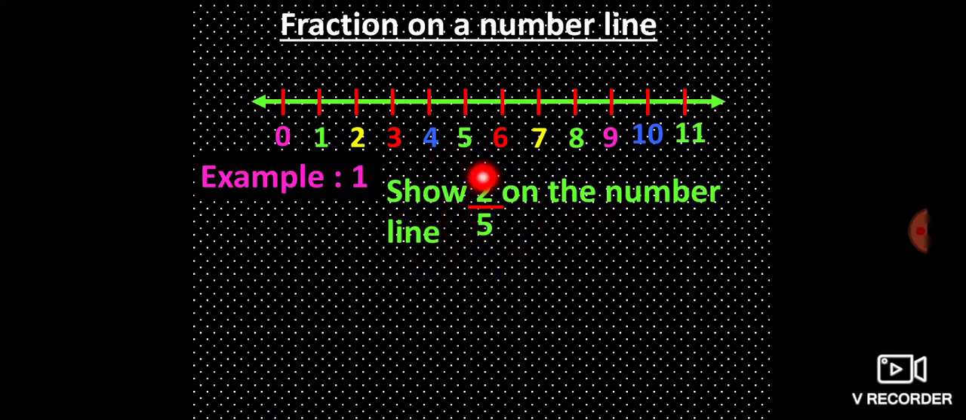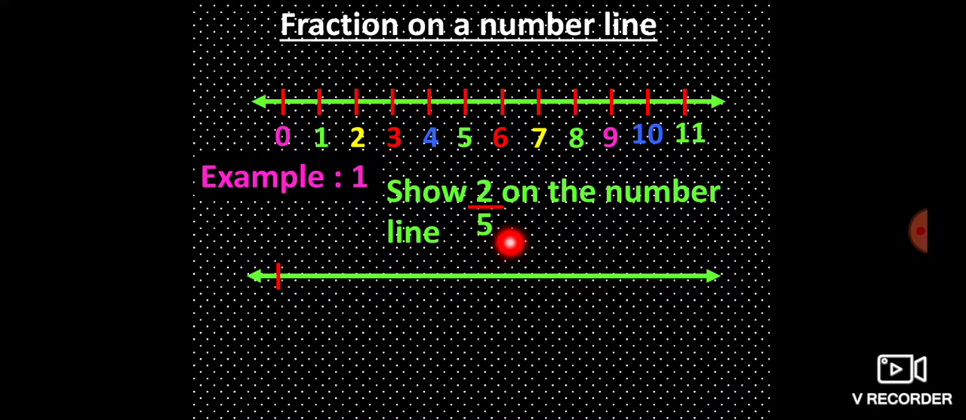2 by 5 means total 5 parts. Out of these 5 parts, 2 parts are marked. So we draw a number line. Then the speciality is that 5, look at the denominator.